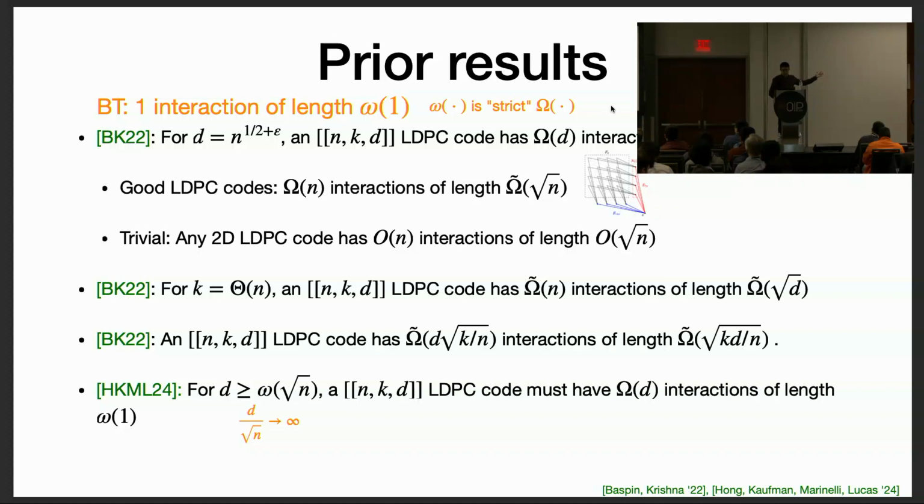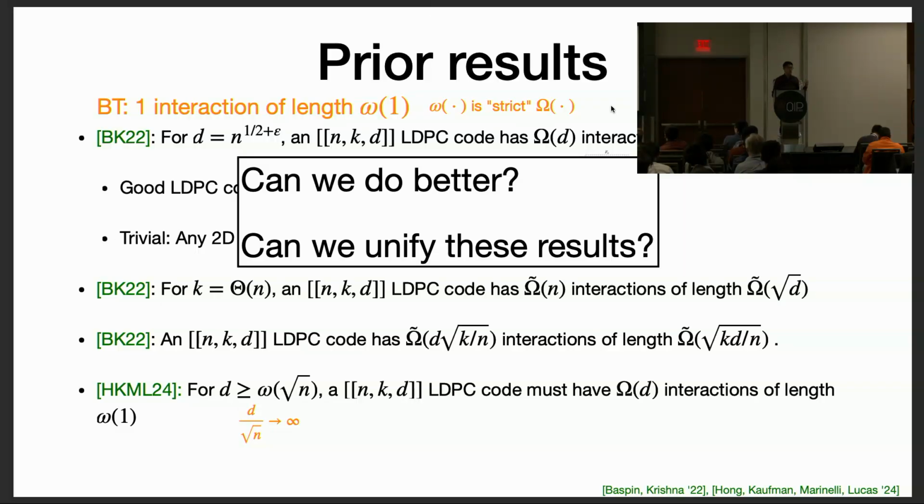OK, so these were the prior results known for these questions of how many interactions do you need above the BPT bound and how long must the interactions be. So these are some very nice results. Already we can see some interesting consequences. So the question we were after is, one, can we do better?